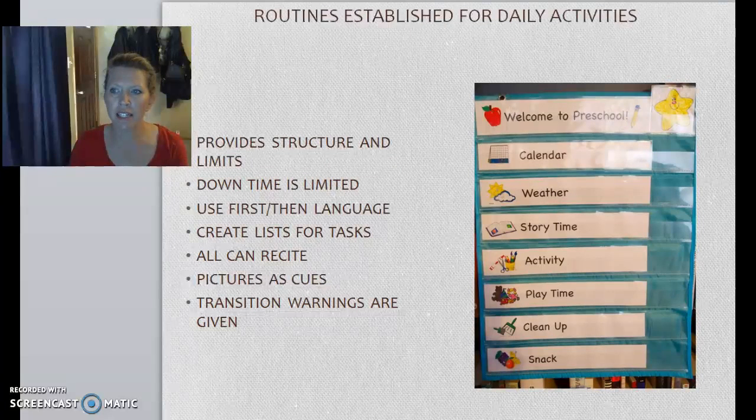Routines established for daily activities. It's important to provide structure and limits in a preschool classroom. Keep our downtime limited. We use first, then language. First we're going to do calendar, then we're going to do weather. We create a lot of lists and tasks that we can all recite. We use pictures and cues, and we always give transition warnings, and that's very important. To even just say, hey kids, in 5 minutes we're going to be cleaning up. This gives everybody warning that something is coming next.